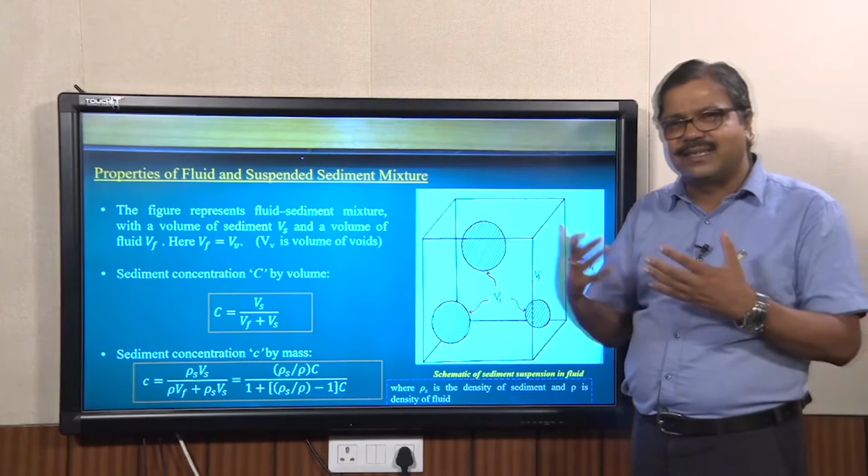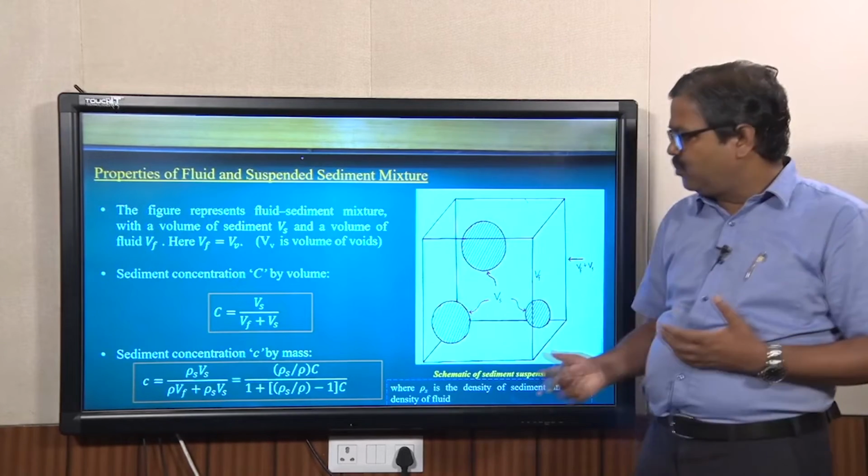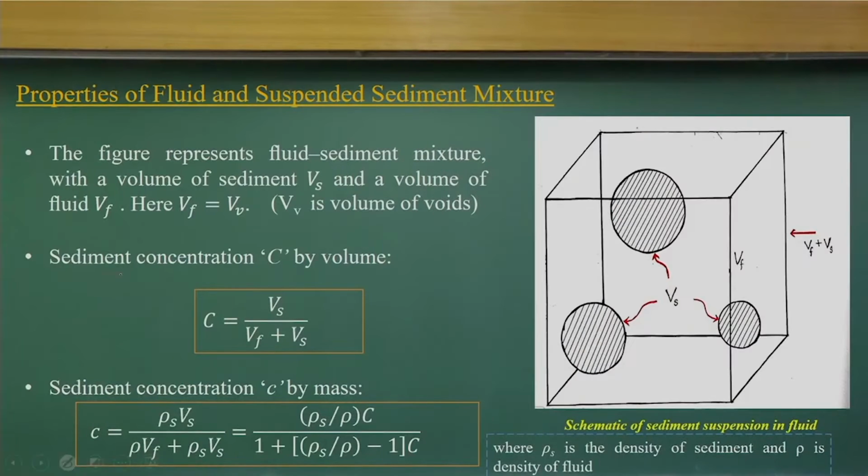Like in the last class I discussed, and I am repeating it, the sediment concentration is a very simple concept. If you take a control volume, where Vs is the volume of the sediment particles and Vf is the volume of the fluid, the total volume of this control volume will be Vf plus Vs. The sediment concentration by volume will be C equals Vs by (Vf plus Vs). So as the sediment volume Vs increases, C will increase.